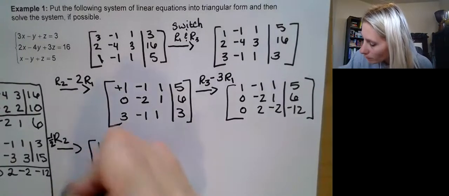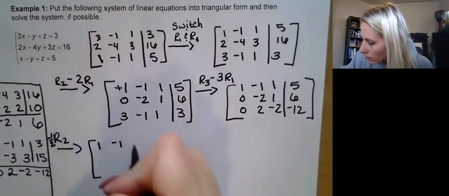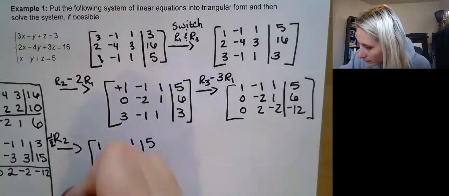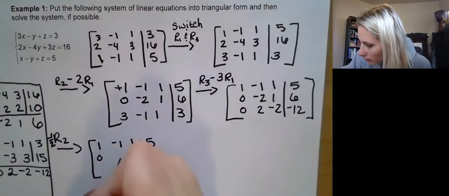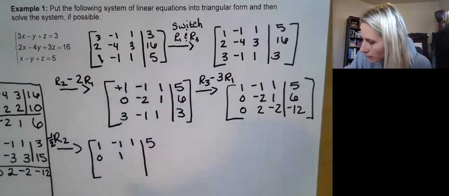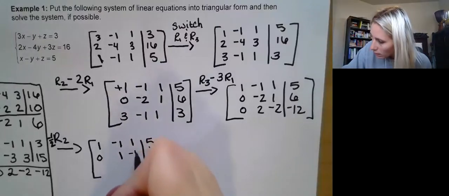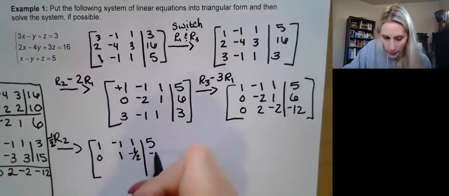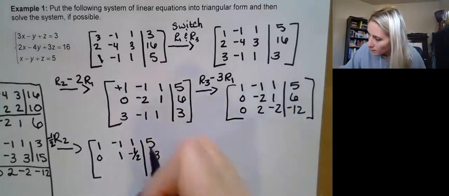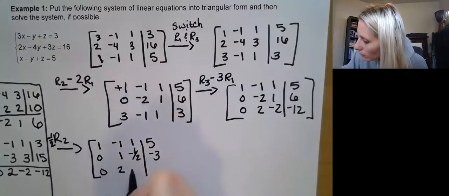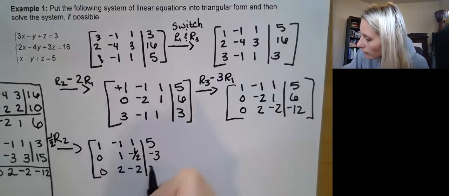So we can get 1, -1, 1, 5, 0. That becomes 1. That becomes -1/2. And that becomes -3. Okay, the bottom row is still 0, 2, -2, -12.